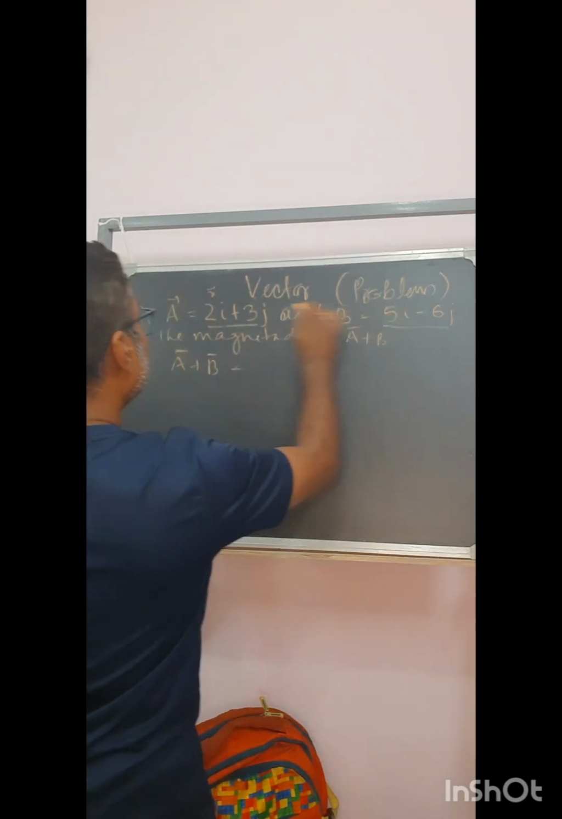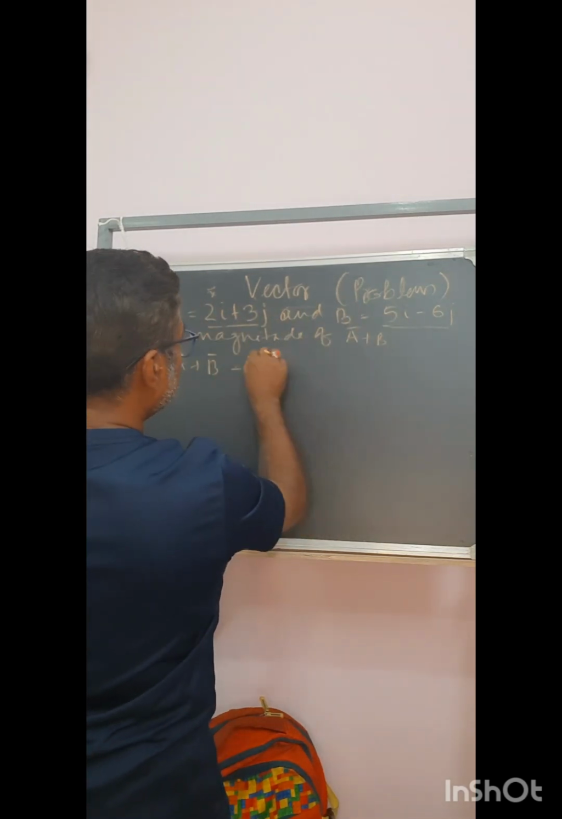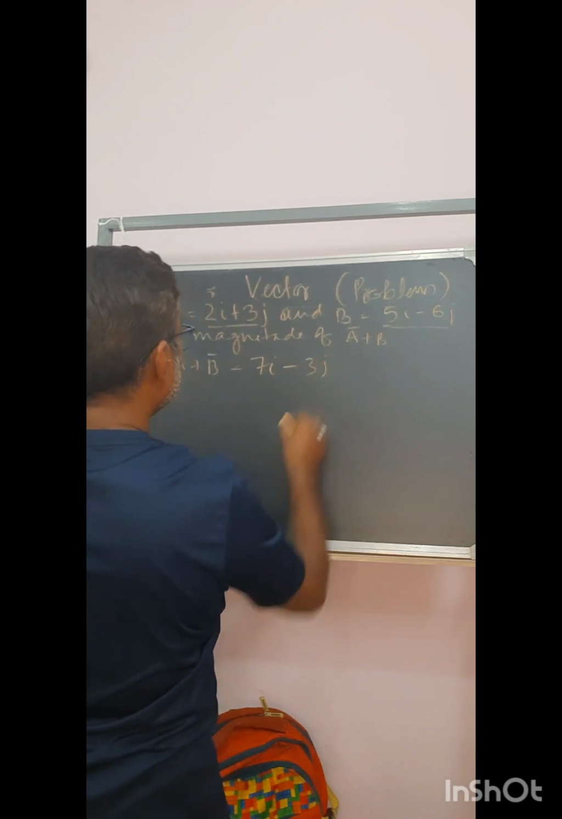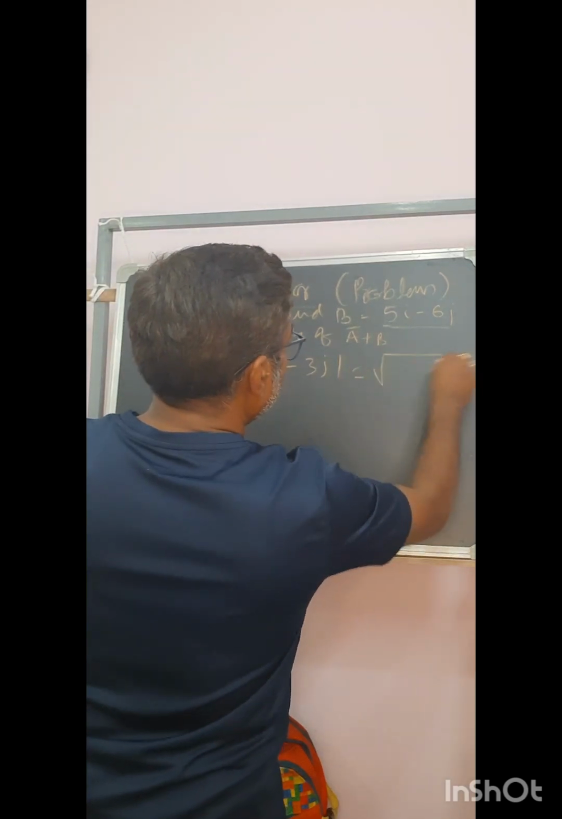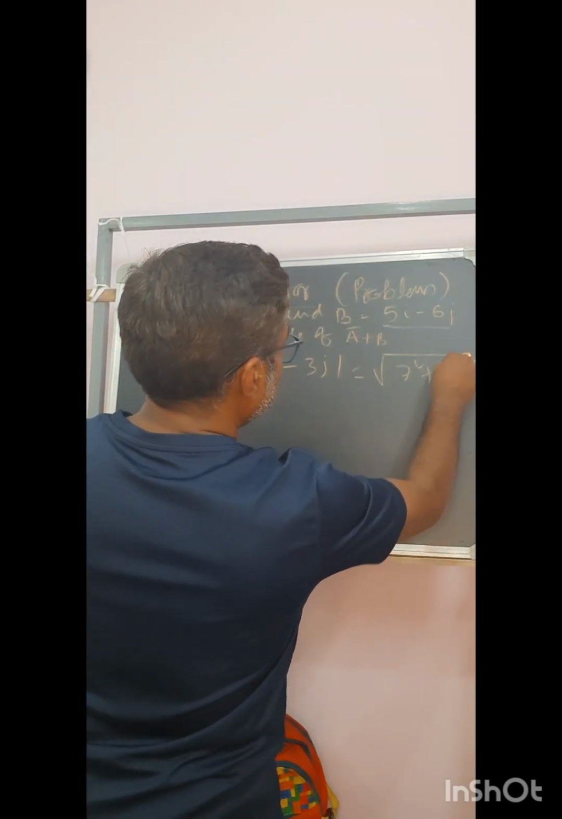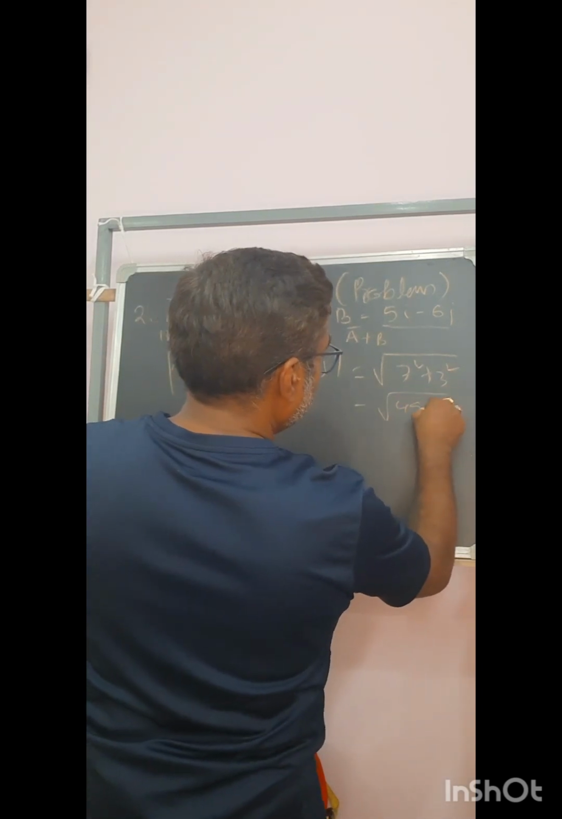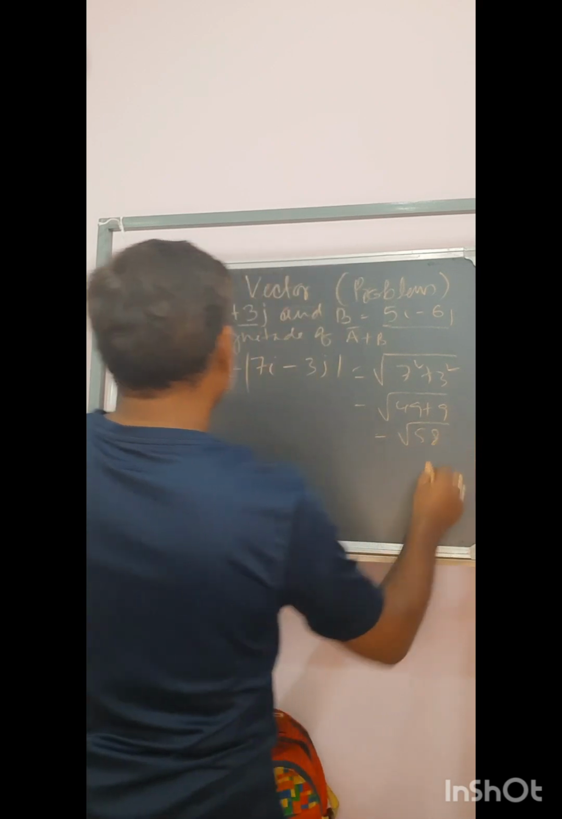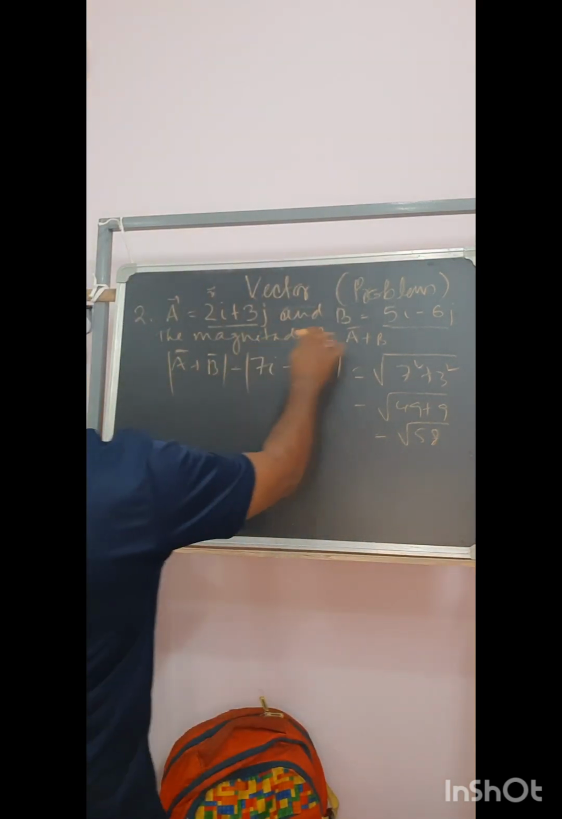So we can add this equal vector. So 2 plus 5 is equal to 7i ultimately, and this will be minus 6j. So from there, if I want to calculate the mod, that will become 7 square plus 3 square. So that will be the magnitude. So ultimately that is 49 plus 9, that is equal to under root of 58. So this will be the resultant magnitude of A plus B.